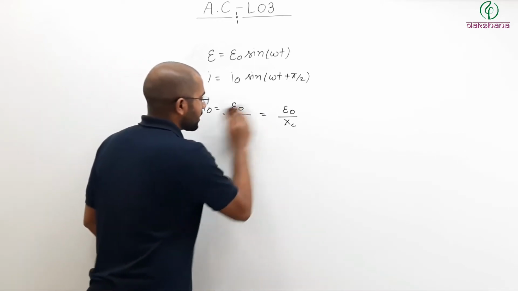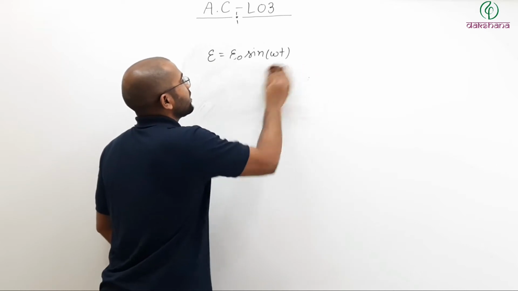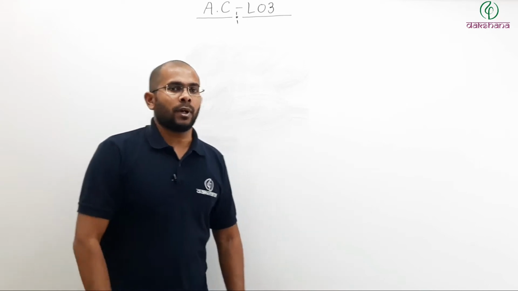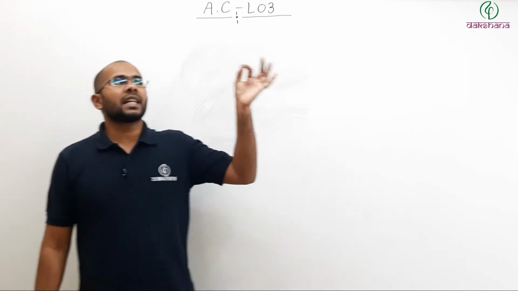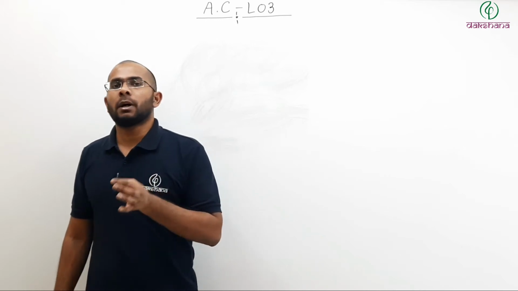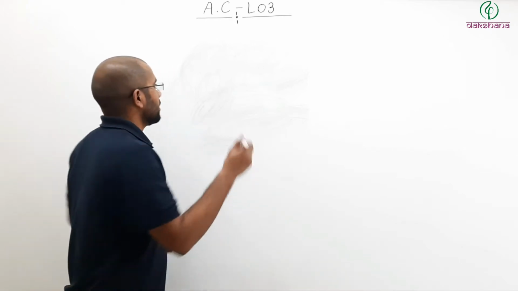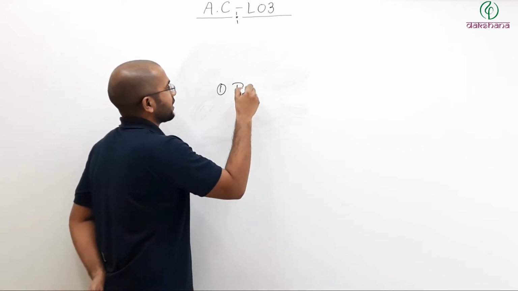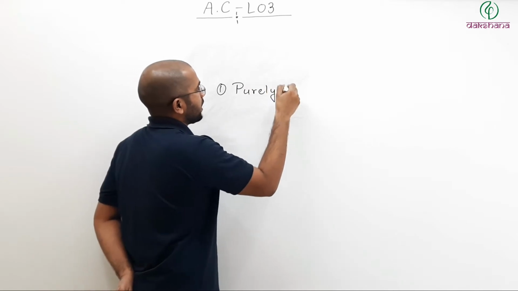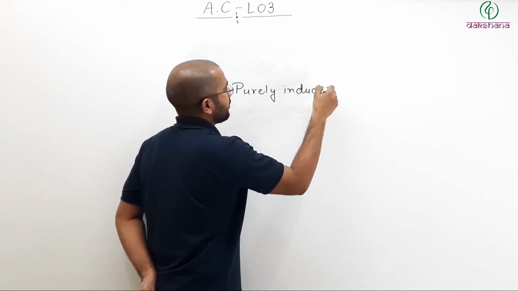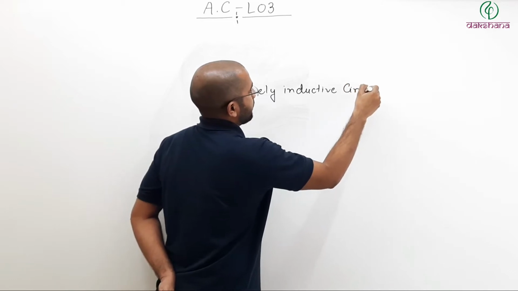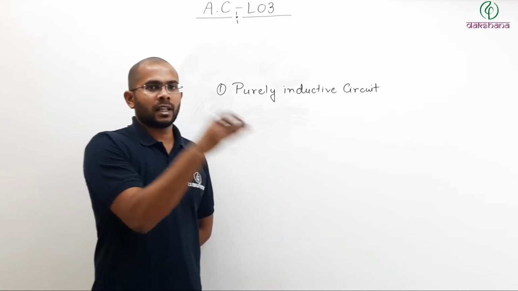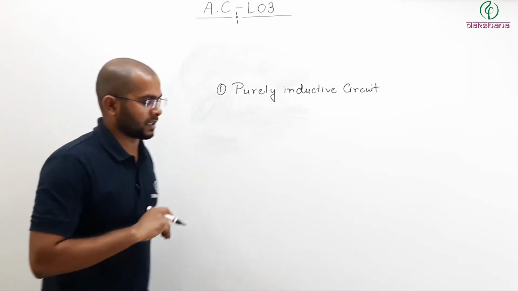Now, in this lecture, as you can guess, we are still left to talk about a purely inductive circuit. What is a purely inductive circuit? Meaning there is an inductor attached to a power source, nothing else. So the first topic that we will cover in today's lecture is called purely inductive circuit. Meaning there will be an inductor, there will be a power source, nothing else. That is a purely inductive circuit.